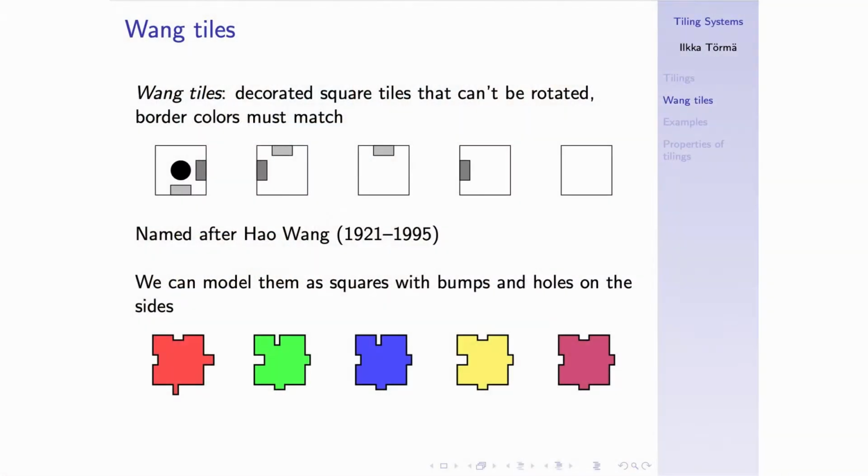Okay. So my research is a bit closer to computer science. So I want to be able to represent my tiles in the computer, and I want them to be as simple as possible. So I use a slightly different model called Wang tiles, which are named after the logician Wang. A Wang tile is always shaped like a square, but it might have some markings on it.